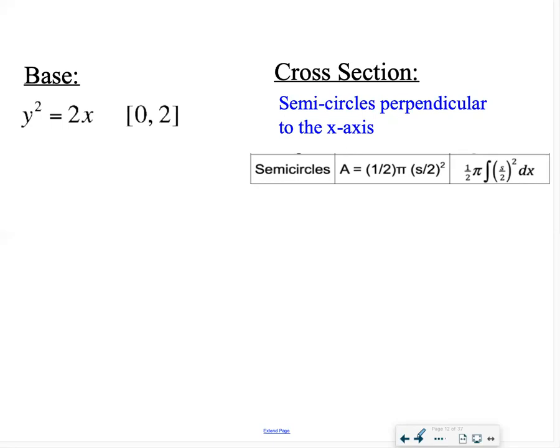Just a heads up, always get your function in terms of y equals. So this should actually be written as y equals plus or minus square root of 2x. I don't want y squared, I want y equals. I think that might make more sense once we get into the problem.